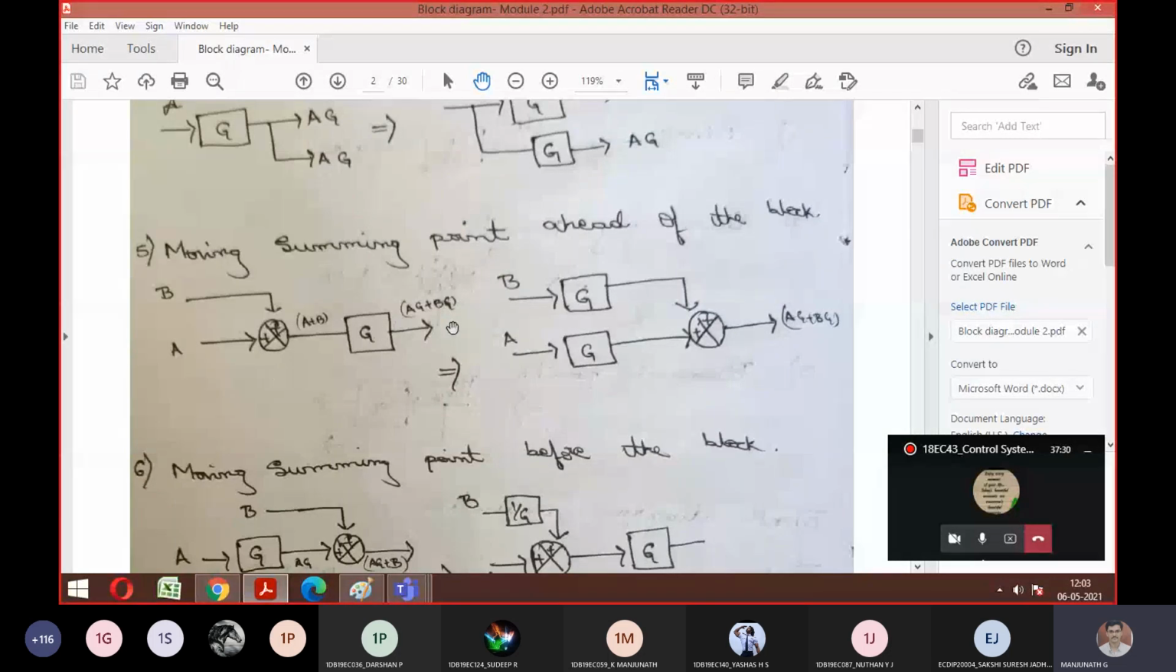Now look here. Rule number 5 says moving a summing point ahead of a block. The summing point is here. Ahead means in front, so this should come here. If you move this here, there should not be any alteration to my output. I will tell you what rule you are going to follow.